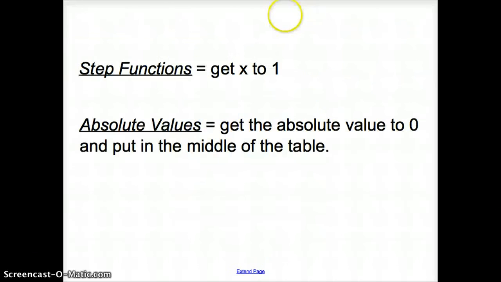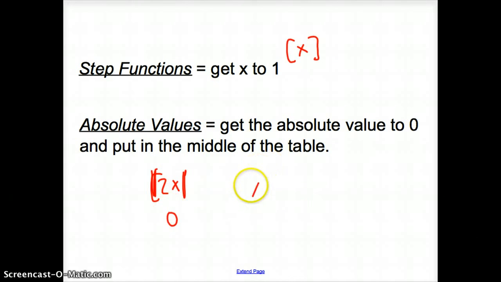And then finally, I just want to reiterate, step functions, we want to get that x to 1. Remember, we want to get that step function to look like just x. And then absolute values, we want to have 0 in the middle of the table. So here, and I'm sorry, this should be an absolute value. So here, the middle value in our table would be 0, but x plus 2 in an absolute value, our middle value in the table would be -2. And that's it for section 2.6, special functions.